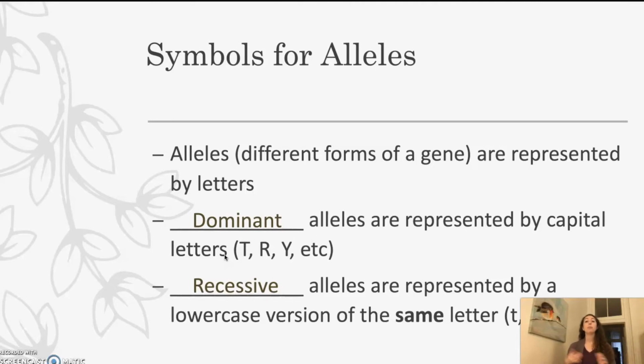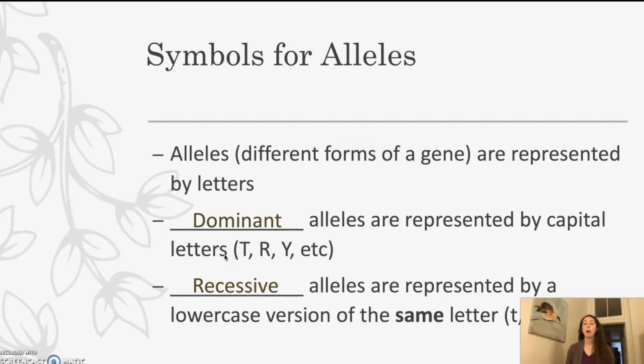Alleles. When we're talking about alleles, we're going to have to write about them and specify who has what alleles, and who has the dominant alleles and who has the recessive alleles. In order to do that, we have to have letters. So dominant alleles we're going to represent by capital letters. Makes sense, they're dominant, they're going to be capital. Recessive alleles are represented by lowercase versions of the same letter.